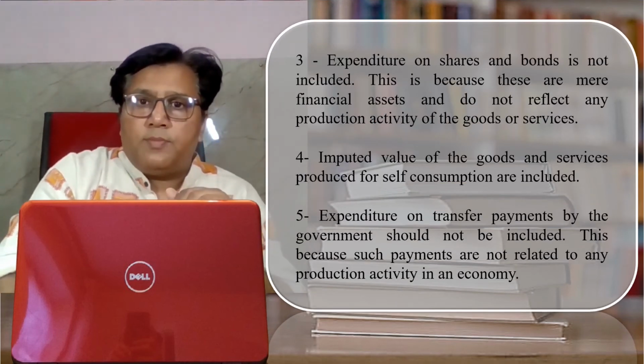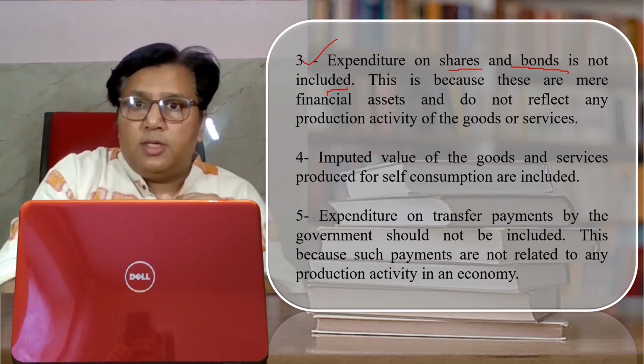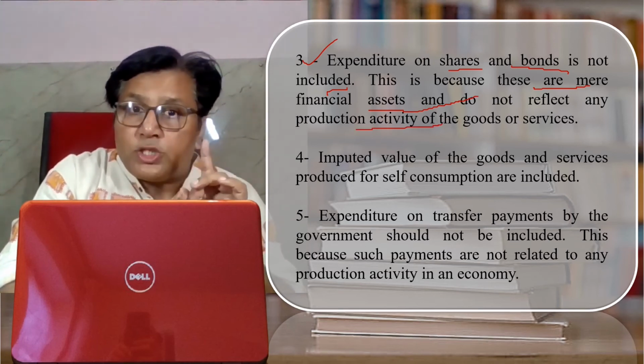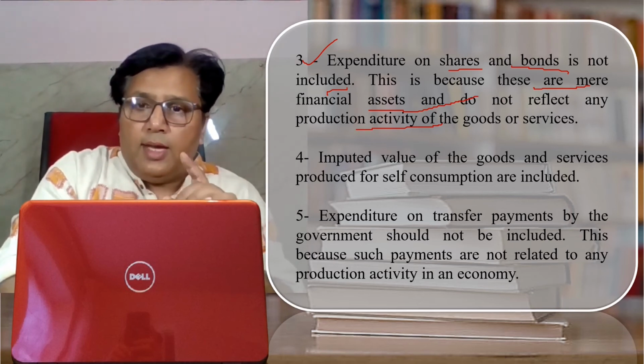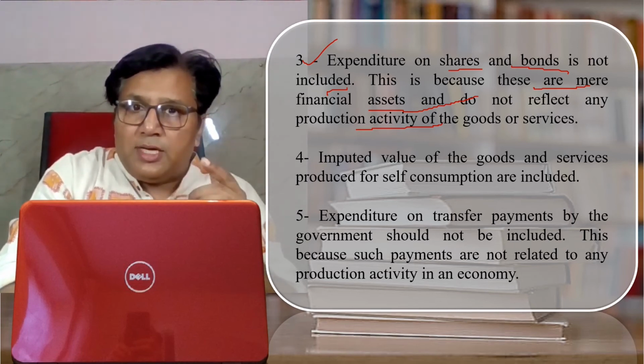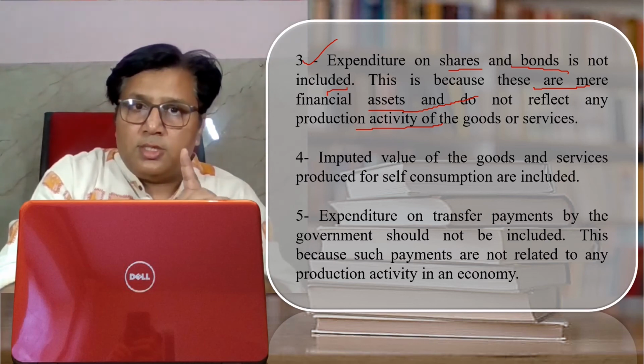Third precaution is expenditure on shares and bonds is not included in the expenditure method. Why? Because these are mere financial assets. They do not reflect the production activity. Under the expenditure method, we only consider those activities which lead to the production. So it is nothing but a financial asset and it does not reflect production activity. So the expenditure on shares and bonds are not considered.